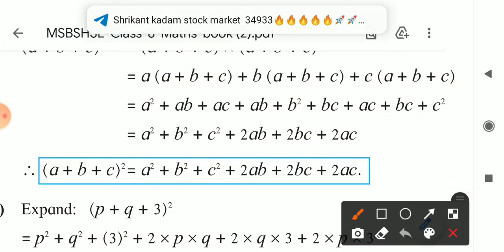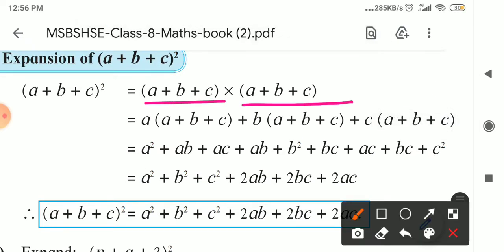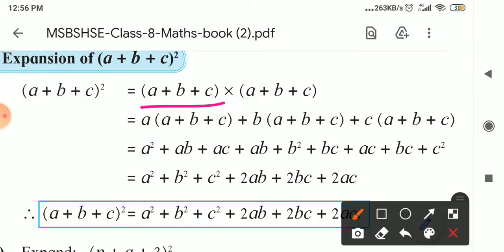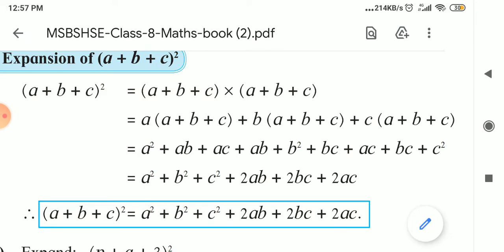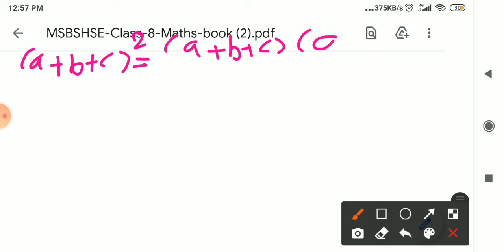If you see here, (a + b + c) into (a + b + c). Square means the same expression multiplied 2 times. So here it is a multiplication of (a + b + c) and (a + b + c). When you solve this, I will show you. (a + b + c) bracket square is equal to (a + b + c) into (a + b + c).